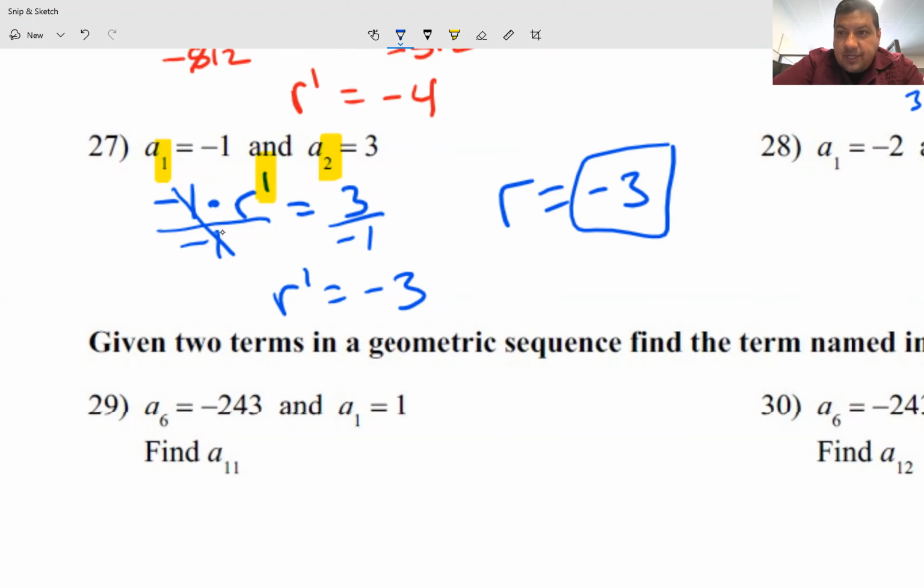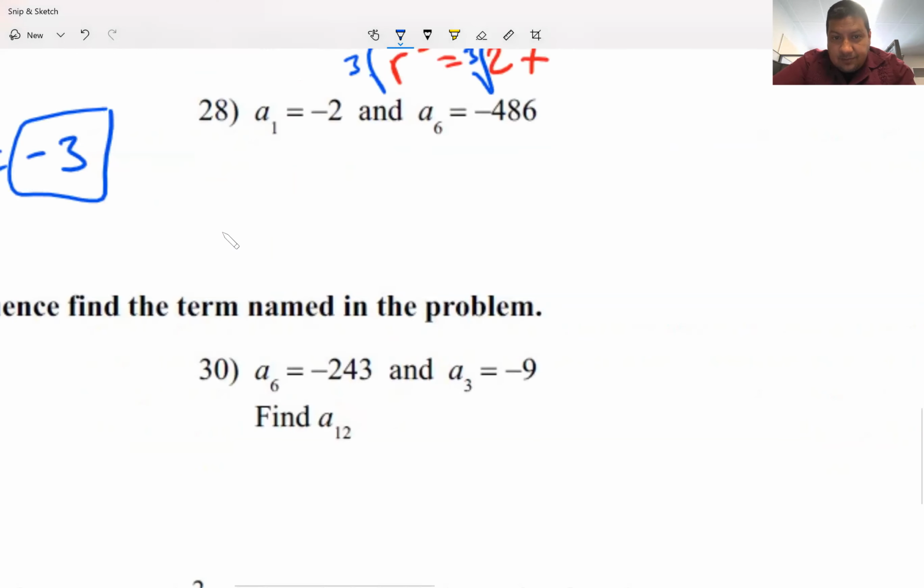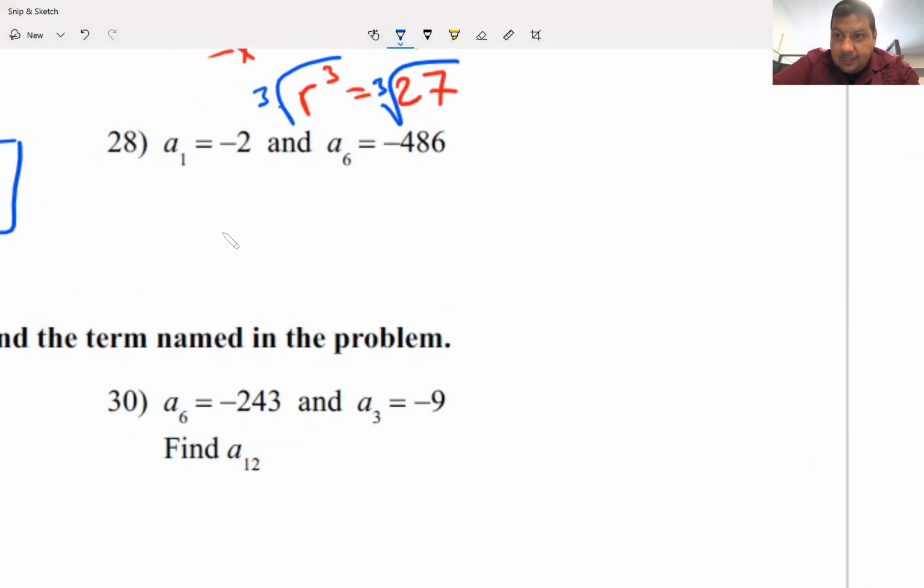When the numbers are consecutive, so the number right after the other, the ratio is kind of simple. When the numbers are not consecutive, again, I'm looking at question number 28, the numbers are not consecutive. For the ratio, I have to do one more step. I have to use radicals. I have to use roots.